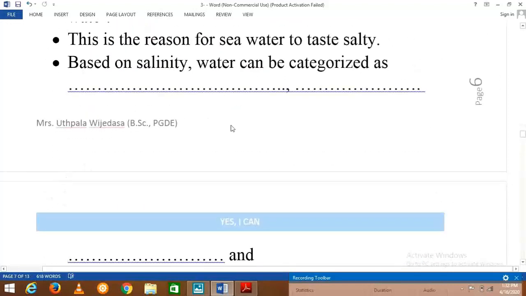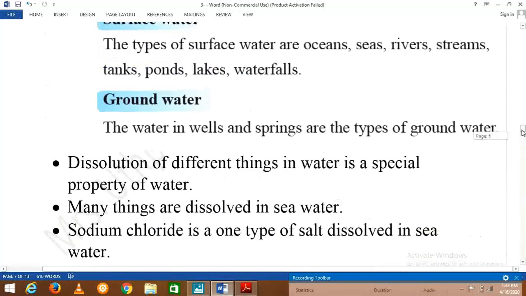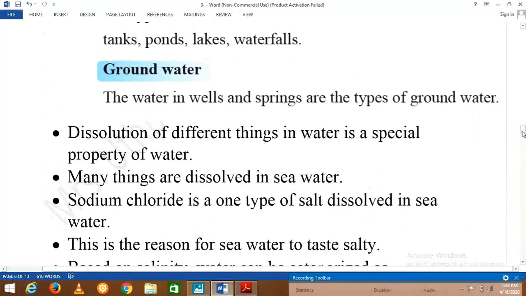Now we are moving on to another new part, that is the dissolution of substances in water. Dissolution means so many things get dissolved in water. So it is a special property of water because water is a very good solvent. Dissolution of different things in water is a special property of water. You can dissolve so many things in water. Many things are dissolved in seawater.